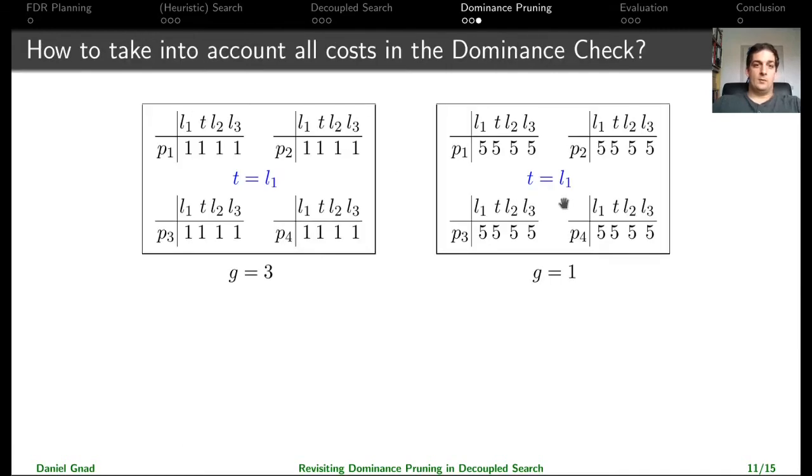Our second contribution is to make the dominance pruning actually more clever. So assume we have these two decoupled states here, where one is reached with a g-value of 3 and the other one with a g-value of 1. But the prices in the state with lower g-value are all higher than the one on the left here.